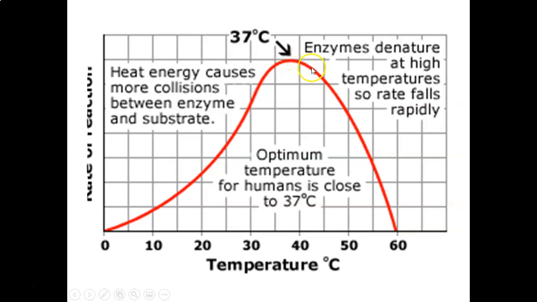Past that, you can see the rate of reaction rapidly decreasing down to 0. Why is that so? Because heat actually damages the protein structure, so the active site changes, it can no longer bind to the substrate, and so that reaction cannot occur.